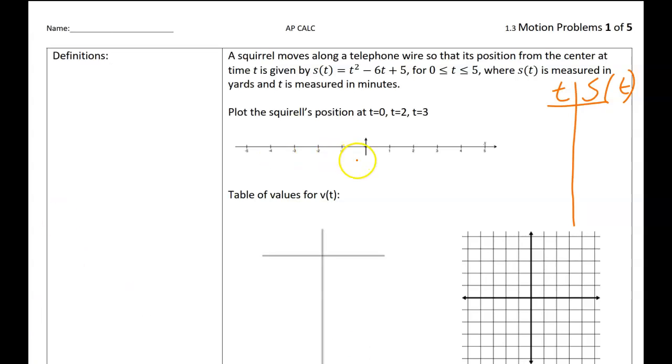So what's nice about this type of problem is we can analyze this problem using a number line, right? So imagine my number line is the wire, and we're just going to figure out where the squirrel is. So S tells us where the squirrel is. S represents position. And if we want position at 0, 2, and 3, well, I want S of 0, S of 2, S of 3.